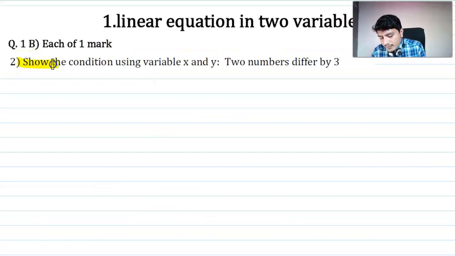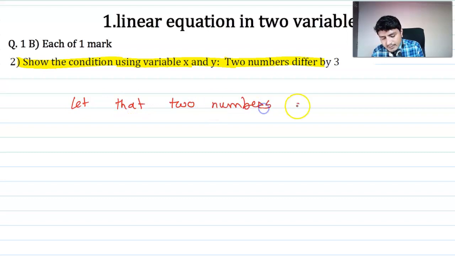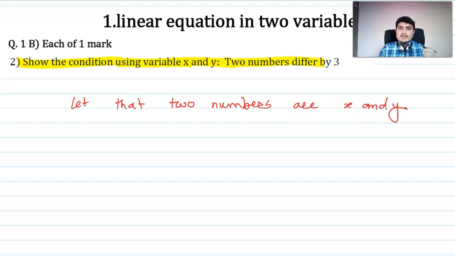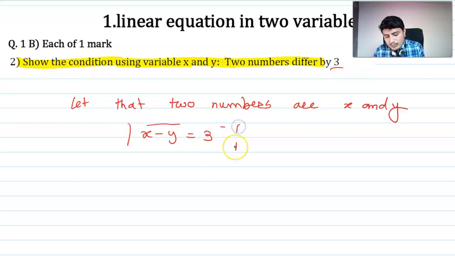Look at the next question. The second question: show the condition using variables x and y, two numbers differ by 3. That means the difference between two numbers is given as 3. So let us assume that the two numbers are x and y. The difference between those two numbers is 3. They differ by 3. That means we can write the condition now as x minus y is equal to 3.